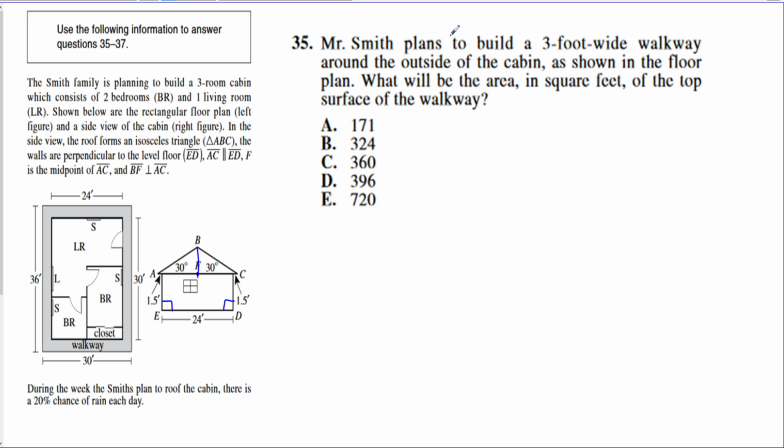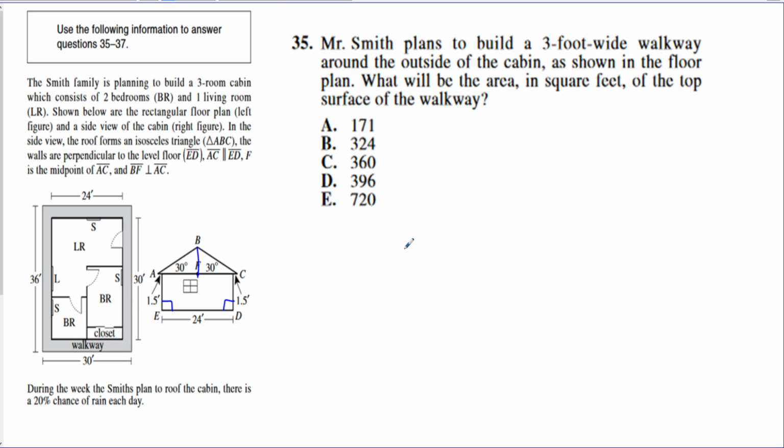It says, Mr. Smith plans to build a 3-foot wide walkway around the outside of the cabin as shown in the floor plan. So that's this left-hand picture. What will the area in square feet of the top surface of the walkway? So essentially, the shaded region here around the outside, that is the walkway itself. And if they're trying to figure out how much concrete they're going to need or how much brick they're going to need, right, they would need to know that.